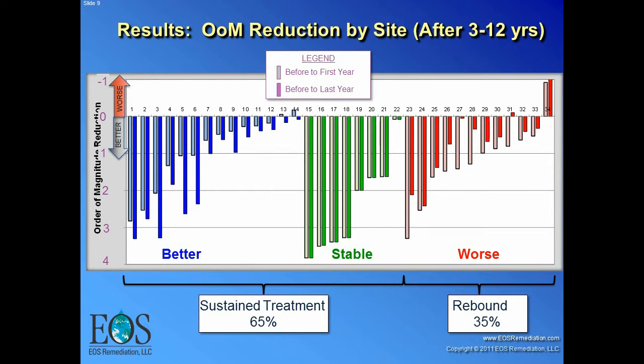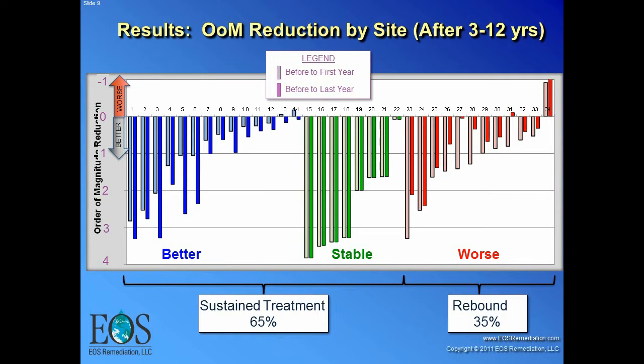Now, one word of caution about those results: I've actually gone back and looked at a number of them. There was no change in concentration over the remedial period, basically because concentrations were non-detect in the first year, and then they stayed non-detect for the remainder of the project, so you can't get better. But they certainly thought that 65% sustained treatment was very, very promising.